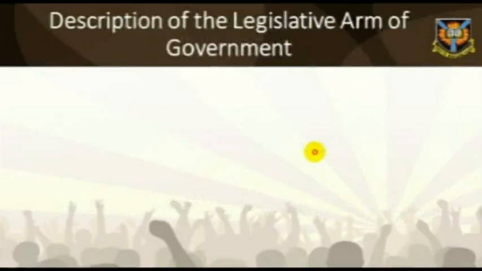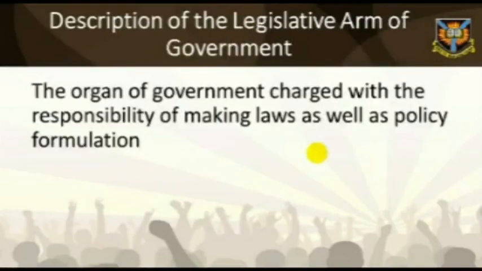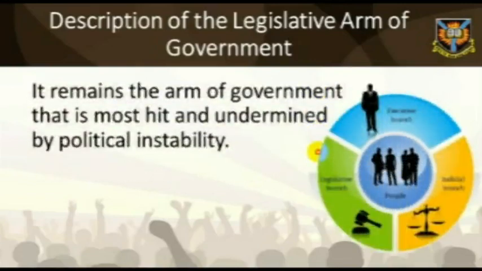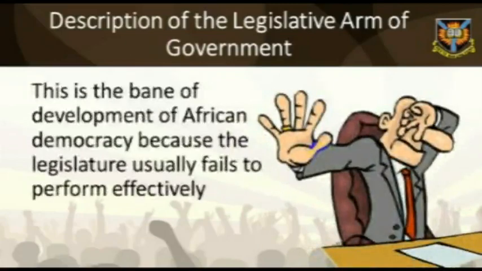Description of the legislative arm of government. Legislature is the organ of government charged with the responsibility of making laws as well as policy formulation. Despite the importance of this governmental institution, it remains the arm of government that is most hit and undermined by political instability. Take, for instance, countries where military rulers also disband the legislature. This experience often affects the evolution of the legislature adversely.